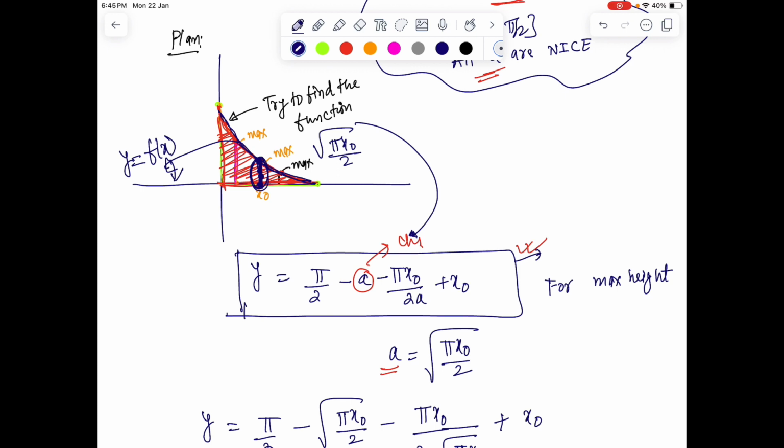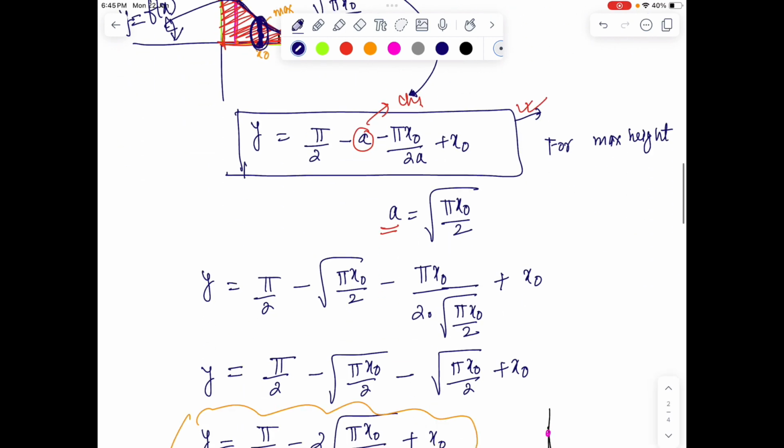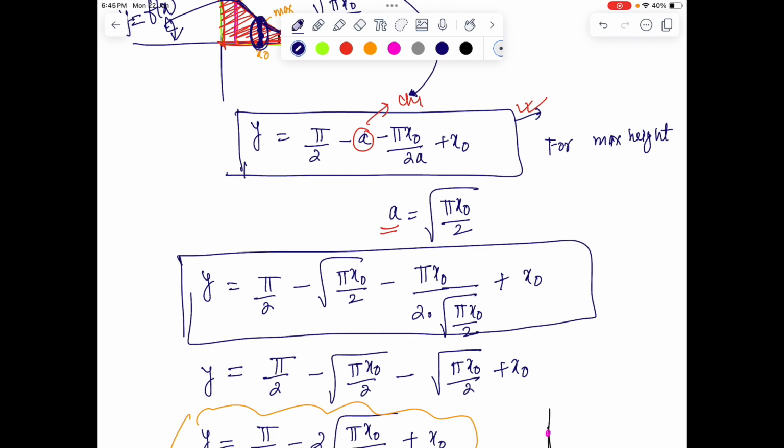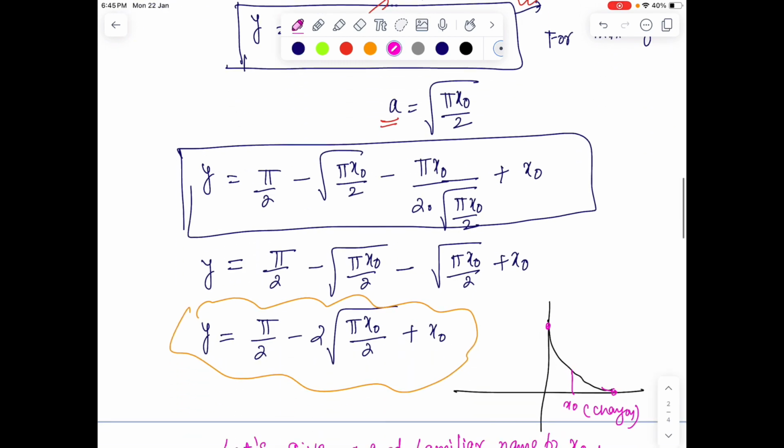So we need to find the maximum value of y corresponding to x naught. And how will you find it? Just put a equals root pi x naught by 2. So if we keep that, we'll get y equals this expression, which fundamentally boils down to y equals pi by 2 minus 2 root pi x naught by 2 plus x naught, as you can see, because these quantities will be just equal to this.